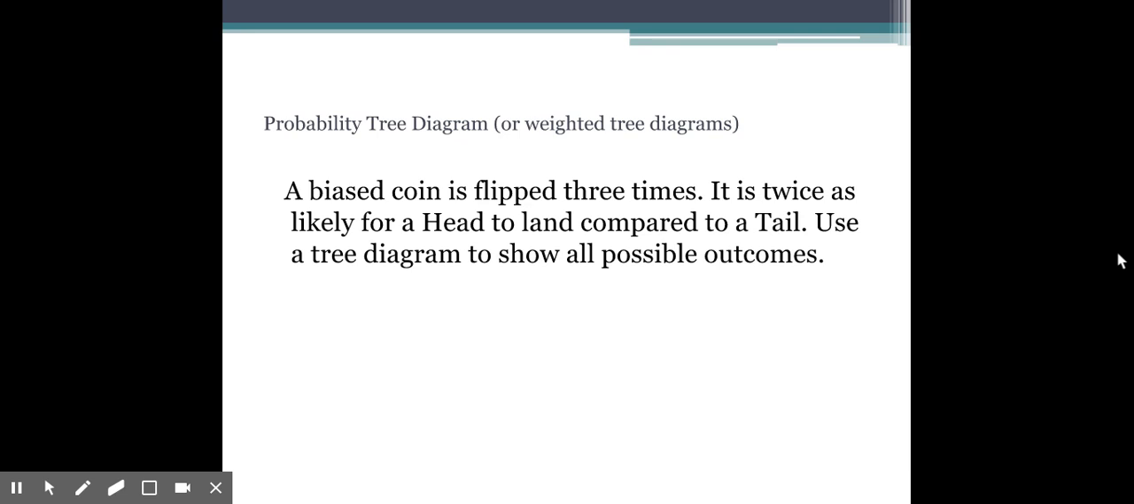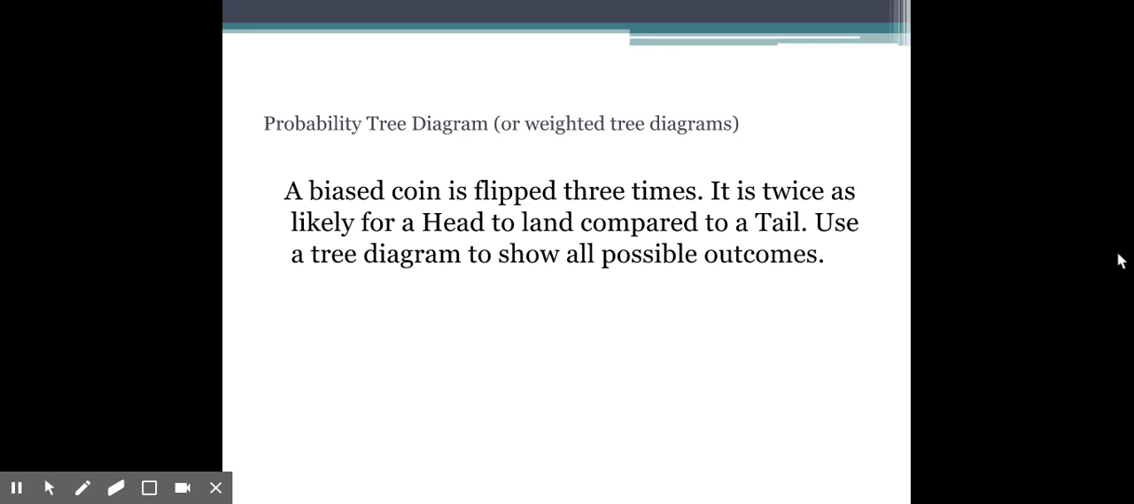So in this situation, we're going to look at a probability tree diagram, or a weighted tree diagram. Basically, it's a tree diagram that shows the probability of each outcome at each step. We use this when we don't have equally likely outcomes.